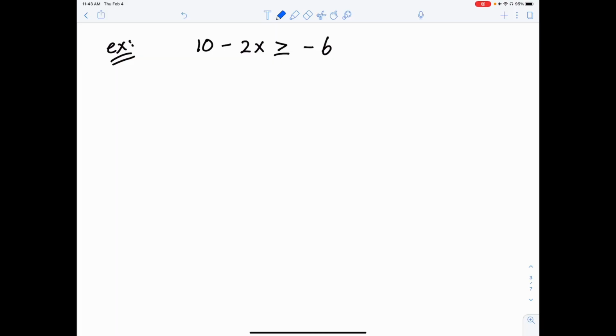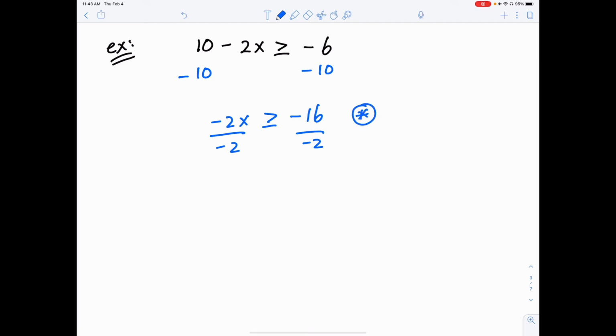For this example here, let's take a look at what happens. Here we have 10 minus 2 times x is greater than or equal to negative 6. Again, our goal is to isolate x, so we need to get rid of the 10 first. To do so, we subtract 10 from both sides. So then we get negative 2x is greater than or equal to negative 16. We then need to divide by negative 2 to get rid of the negative 2 that's being multiplied to x. When we divide by negative 2, there's an important step that must occur here.